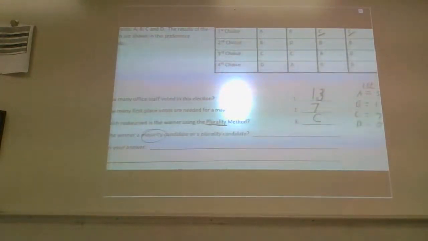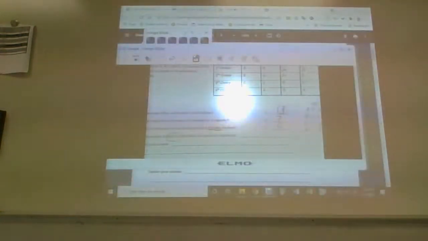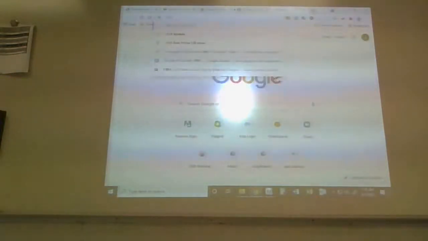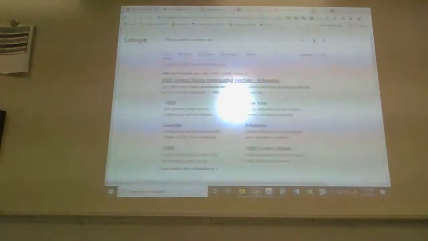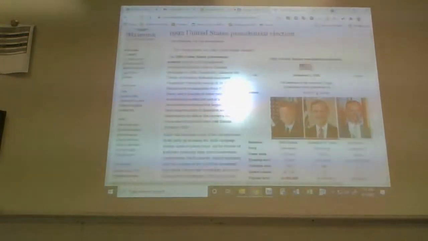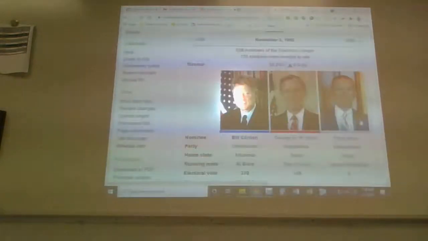When it comes to presidential elections, and I just want to bring one up here on the board. Let's go to the 1992 election. President election wiki. This is part of the reason why they do the Electoral College.